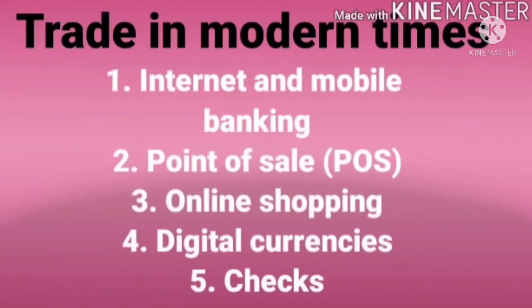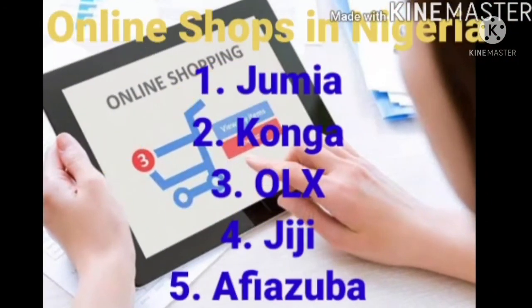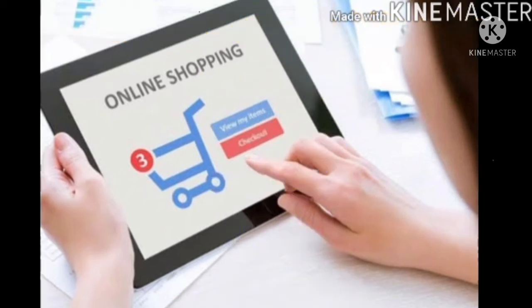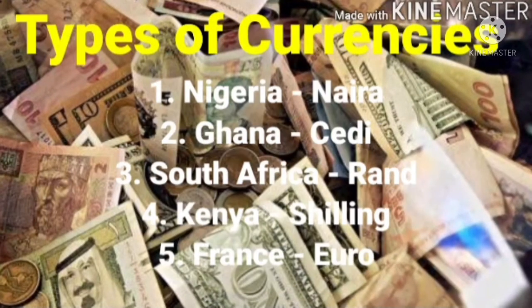But we have trading in modern times. From your phones, you can do internet and mobile banking. You do POS, point of sale, online shopping, digital currencies, and checks. You just use it to purchase. Now, there are some online shops in Nigeria. You have Jumia, Konga, OLS, GG, Afia Zuba. You have PayPal. You have lots of online shops. Amazon is an international one, and so on.